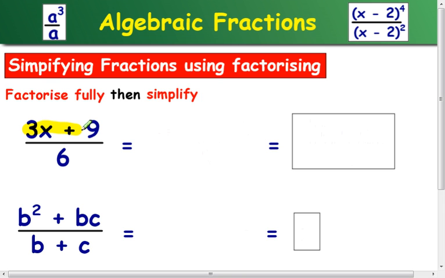You can look at the 3x plus 9 and take out a common factor. So the common factor is 3. 3 goes into 3 and also into 9. So we'll take a 3 out. And 3 times x inside the bracket will give you 3x. And 3 lots of 3 will give you the 9 at the end. So you can put that over 6.